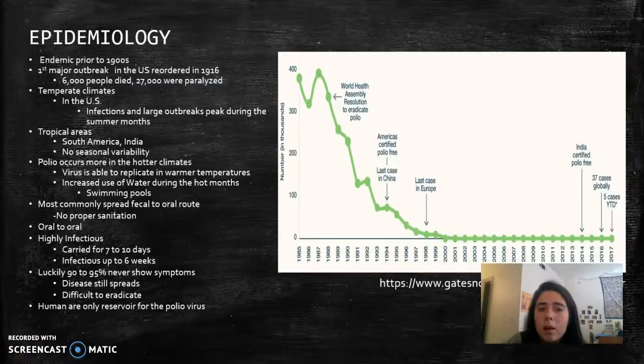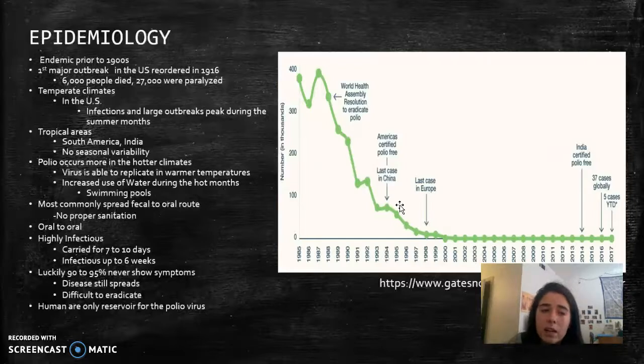Now, the epidemiology of it: this was endemic prior to the 1900s. The first major outbreak in the U.S. occurred in 1916. About 6,000 people died and 27,000 were paralyzed. And now in this one here, the peaks you see are the different vaccinations. In tropical areas, you see more polio cases because it occurs more in the hotter climates, and the virus is able to replicate in warmer temperatures.